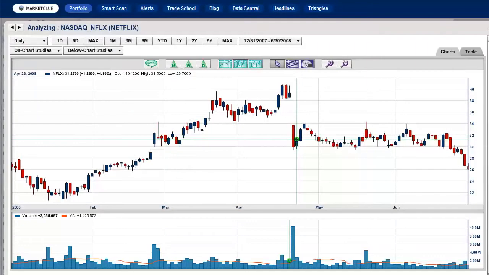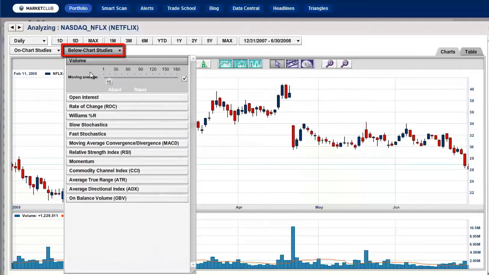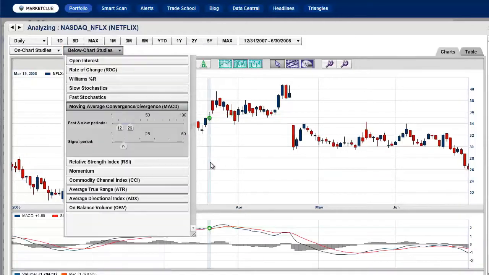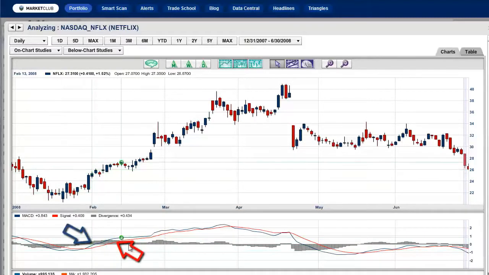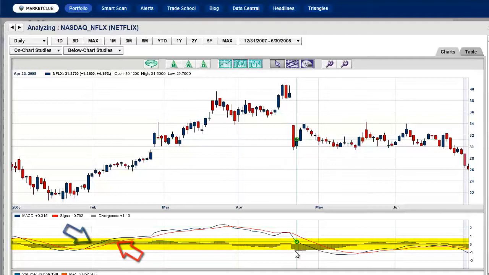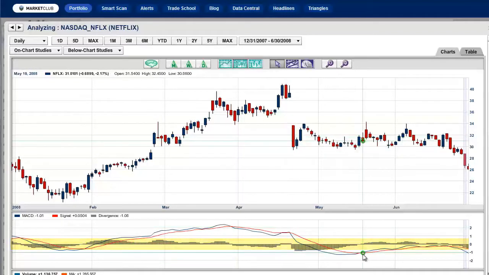So we have on the screen a daily candlestick chart of a security. And what we want to do now is to put an MACD indicator on this chart. And how we do that, we simply go to our below chart studies, click once, and choose moving average convergence divergence, or MACD. You can see the MACD right here. And then click off the end. As you can see, below the chart now we have two lines and we have a histogram. And all of these lines are important in different ways.